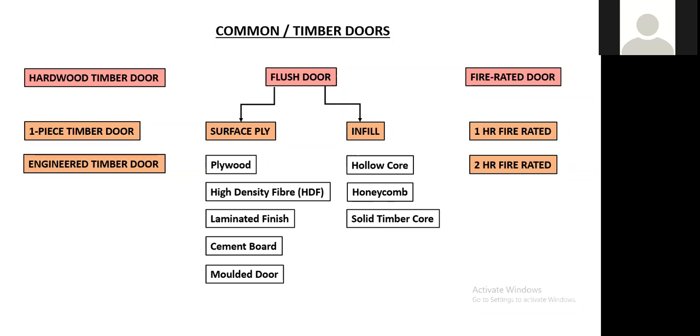Okay, so for the flush door we have surface ply, which we have plywood, high density fiber, laminated finish, cement board, and also molded door. So for the infill is hollow core, honeycomb, and solid timber core. So these two actually will be specified hand in hand. So it is not two different doors. So when we specify a door, we should specify the type of surface and also the type of infill also.